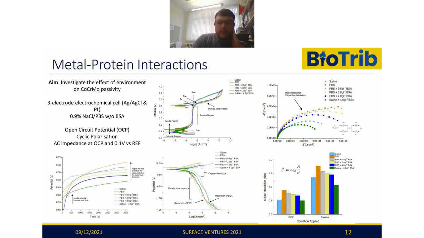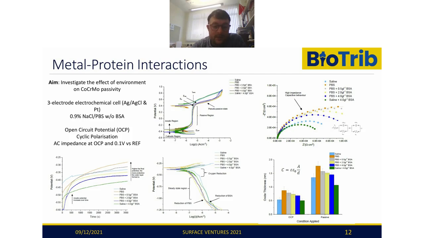And similarly, we can use impedance type methods where we apply an AC impedance to the materials. Through the analysis of these data, we can start to understand how these inorganic and organic species are interacting. And by modeling these with what we would call equivalent circuits, we can estimate the electrical properties of these films, but we can also infer some thickness properties of these passive films that form.